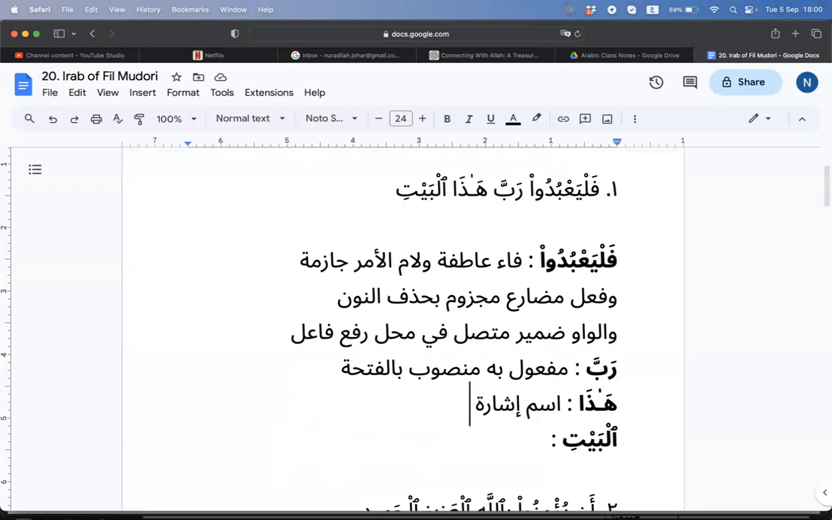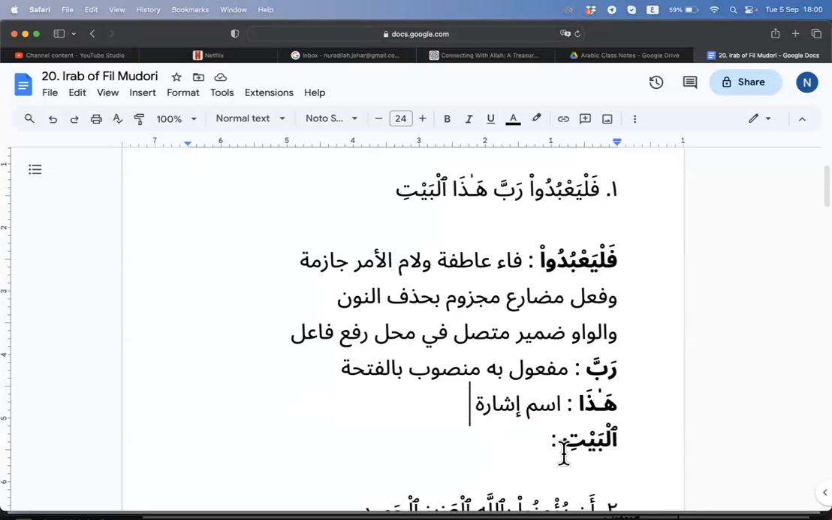So ask yourself. My clue is al-baiti. Maybe it's jar. Why? Because you see al-baiti. Al-baiti is jar. Hadha is supposed to be the same as al-baiti. Yes, basically yes, you're not wrong.